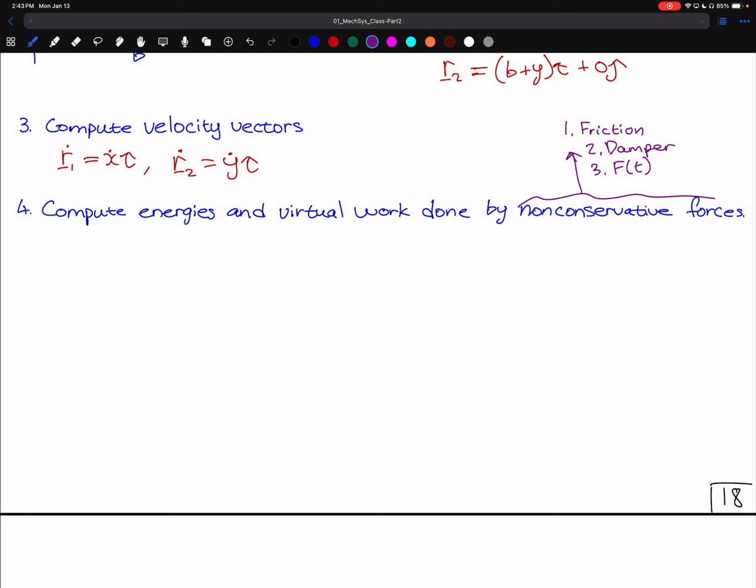All right, we now need to compute the kinetic and potential energies, and then we'll deal with the non-conservative forces. So what I want you to do is work with your neighbors to compute the kinetic and the potential energies, and then as a class, we will do the non-conservative ones, and I'll show you how you do that using the principle of virtual work. It'll take about 5 minutes to do this, and I'll come walk around.